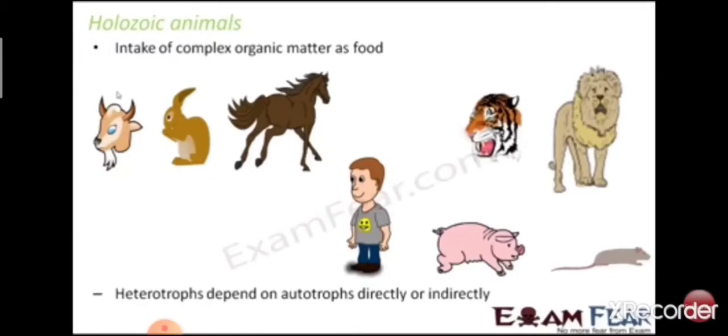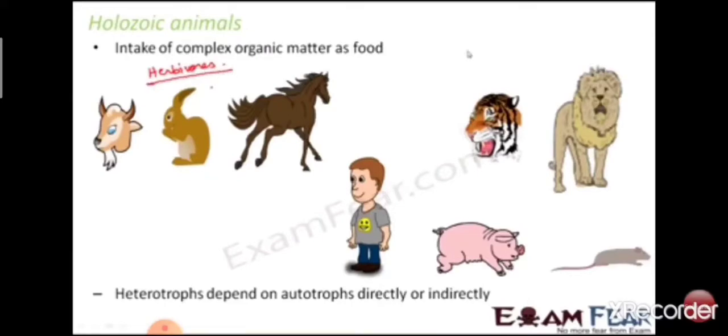Here again, holozoic animals are of different types. For example, you see goat, rabbit, horse. These are all animals which directly eat plants. So these are called herbivores. Why called herbivores? Because they are directly dependent on plants.